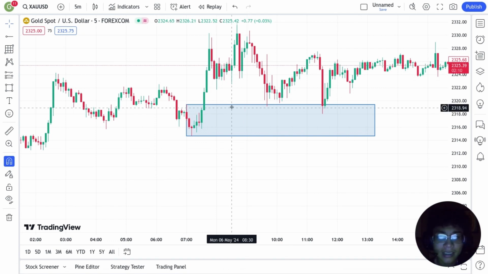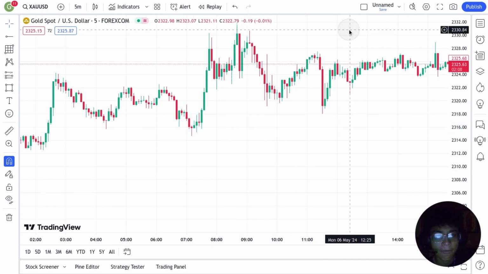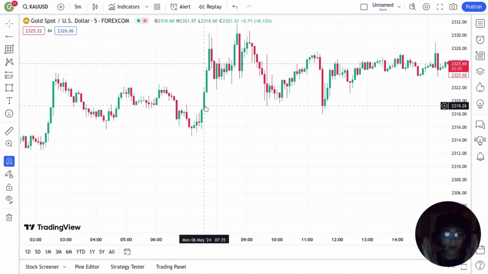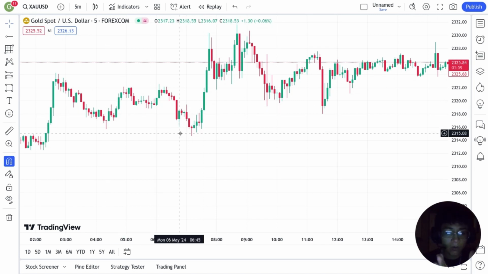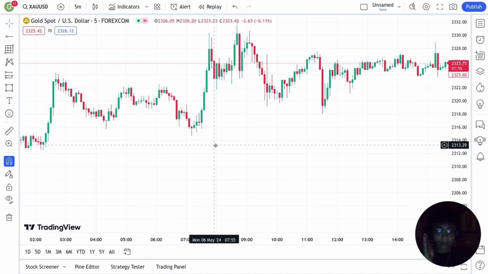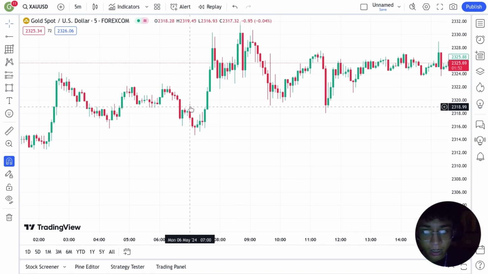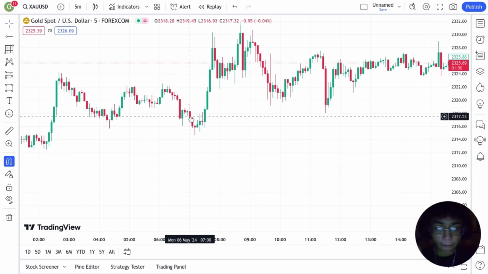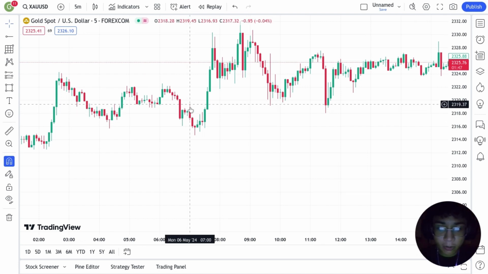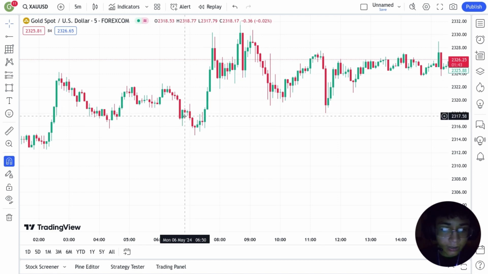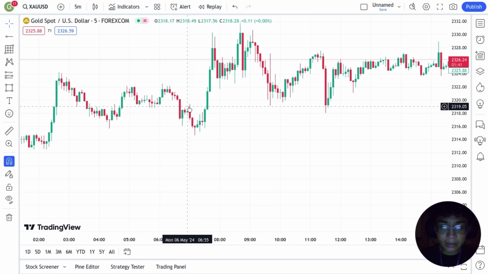Well basically, let me delete this for y'all. In order to spot an order block, this is gonna be a bullish order block, we need to look for, so right here we see this is a move down. We need a move down that breaks lows, like right here. This move down broke these lows.